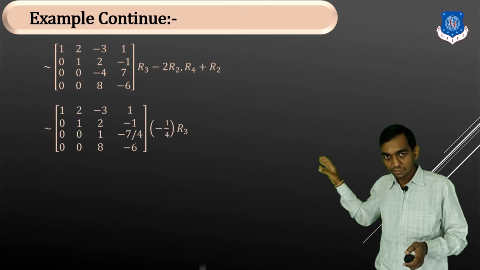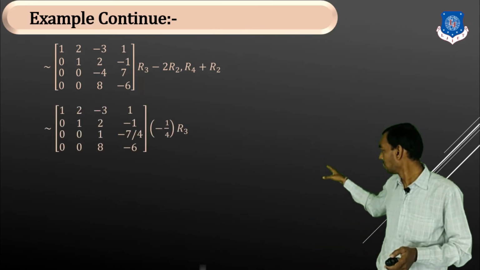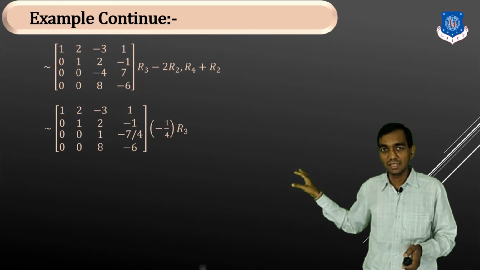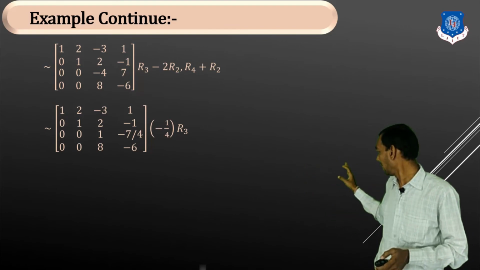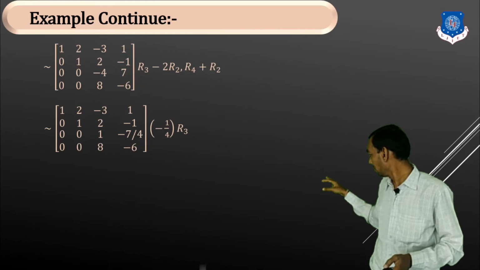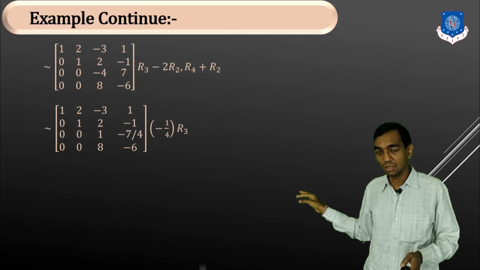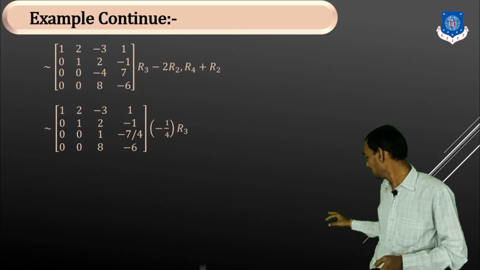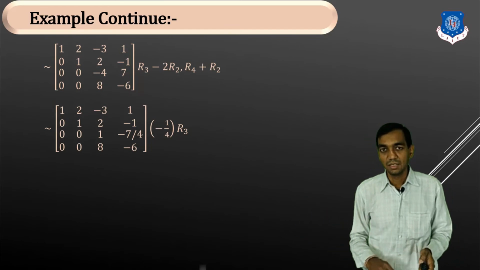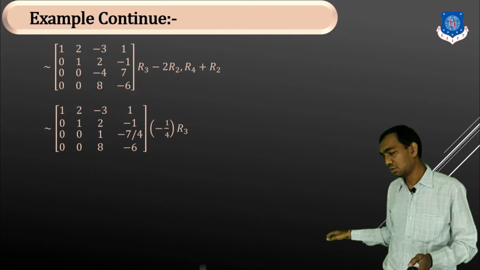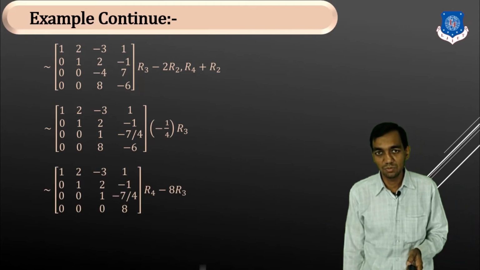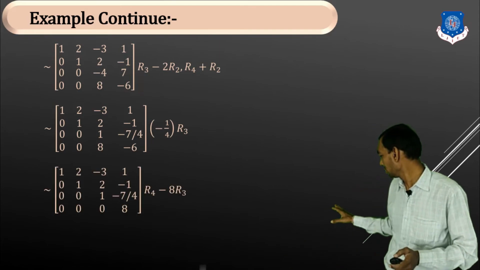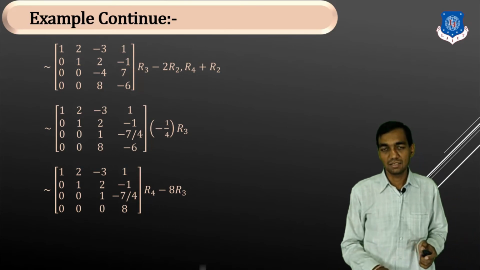Now, dividing the third row by minus 4, that will give you 1, 2, minus 3, 1. 0, 1, 2, minus 1. The third row will be 0, 0, 1, minus 7 by 4. And the fourth row will be 0, 0, 8, minus 6. Now the leading one is in the third row, so the entry below the leading one must be 0. For that we are going to use R4 minus 8 R3.